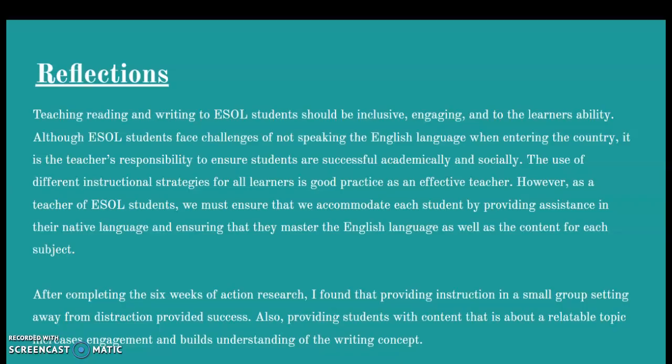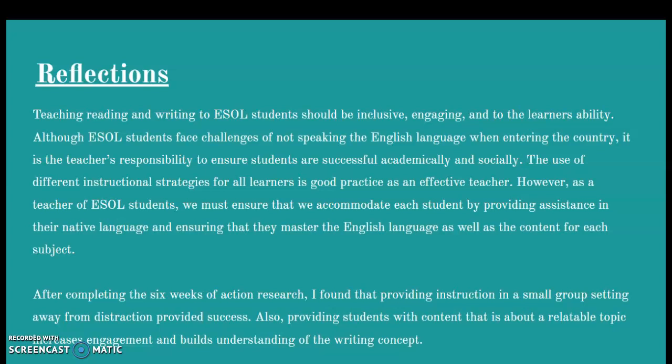So, teaching reading and writing to ESOL students should be inclusive, engaging, and to the learner's ability. Although ESOL students face challenges of not speaking the English language when entering the country, it is the teacher's responsibility to ensure students are successful academically and socially. The use of different instructional strategies for all learners is good practice as an effective teacher. However, as a teacher of ESOL students, we must ensure that we accommodate each student by providing assistance in their native language and ensuring that they master the English language as well as the content for each subject.